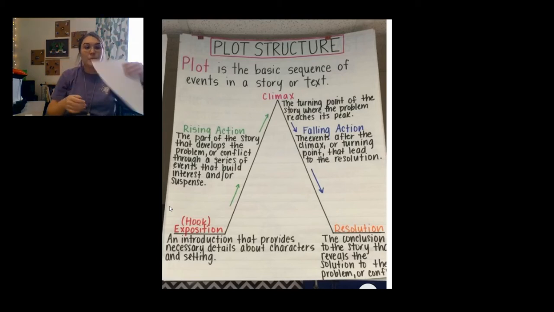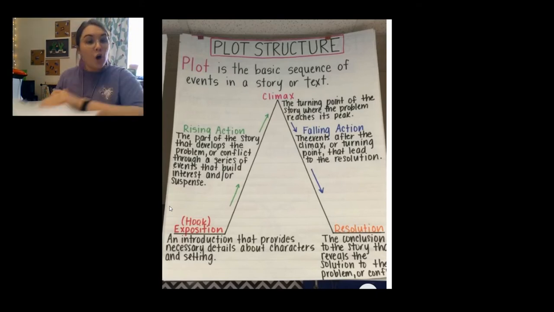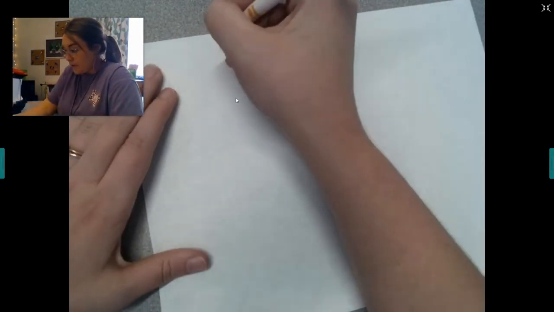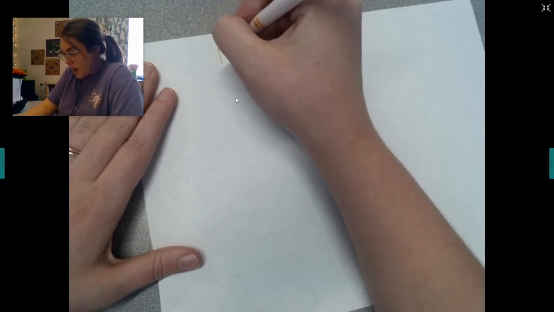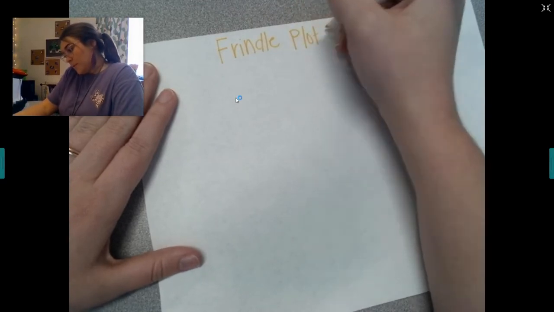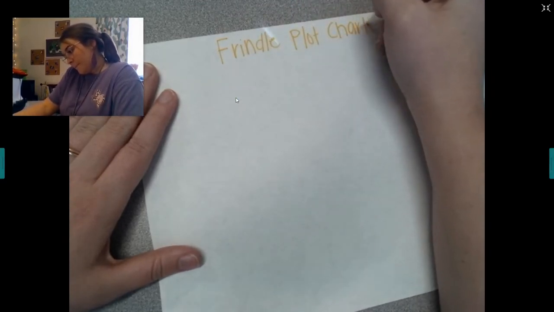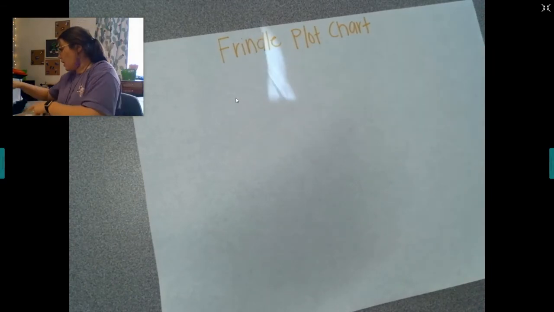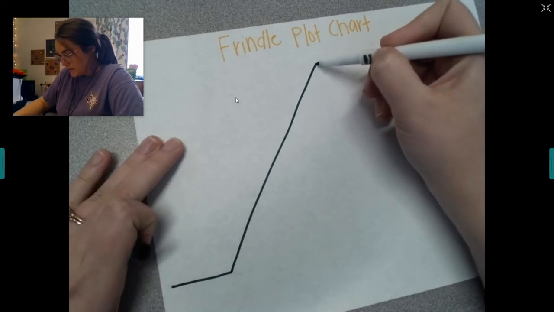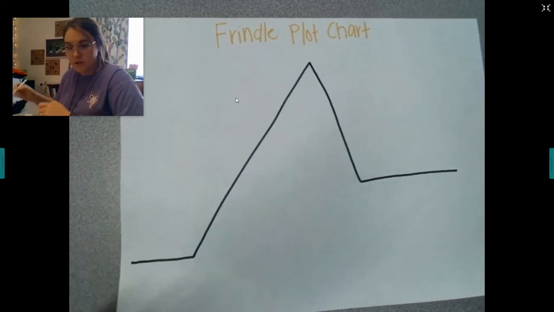So we're going to label a plot chart together over Frindle. That'll be really fun because plot is so interesting to me. I think it is so cool how every book has a plot. So before we start, let's go ahead and label some stuff that we know right now about Frindle. So I'm just going to title mine Frindle Plot Chart. I'm going to draw the plot chart. So we have exposition, rising action, climax, falling action, resolution.